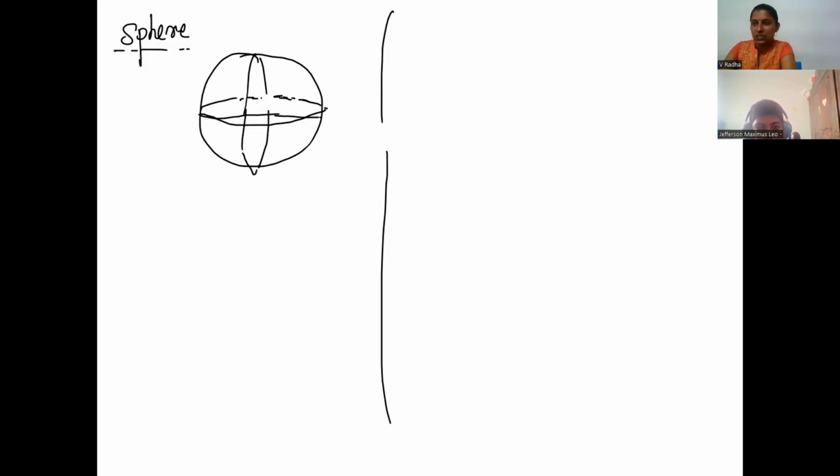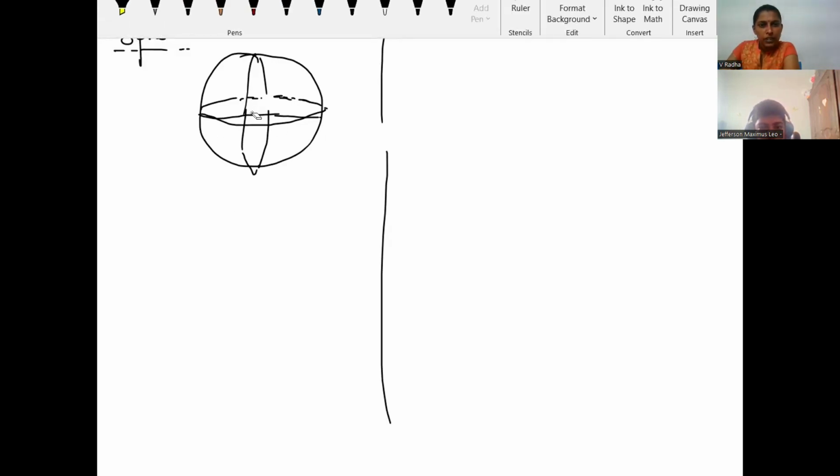Very good. Sometimes a question is asked in the paper: some marbles are put inside the cylinder, and that cylinder is filled with water up to the brim. That question is like this. Now that is a sphere, a full sphere.